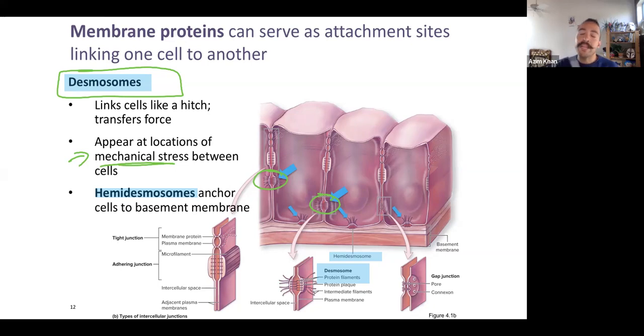Desmosomes are between cells laterally. A special type of desmosome is attaching to the basement membrane, which I've colored here in pink. This is a hemidesmosome. It's the same thing. It's just instead of between cells, it's from the cell down to the basement membrane. So hemidesmosomes are a type of desmosome. They're just kind of half of one since you only have one cell involved.